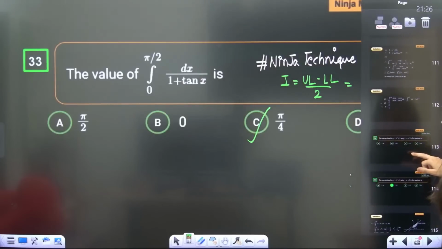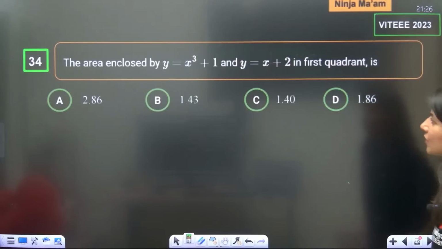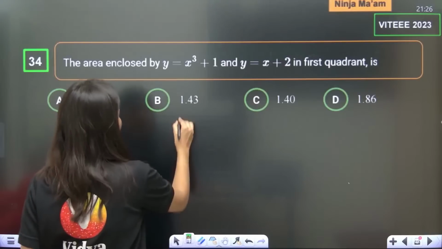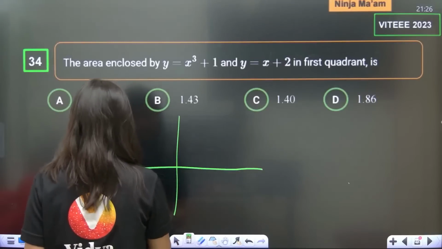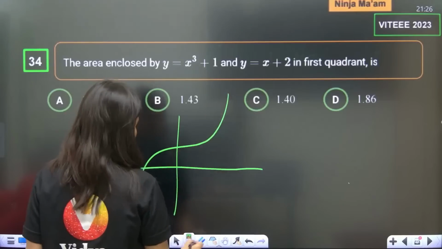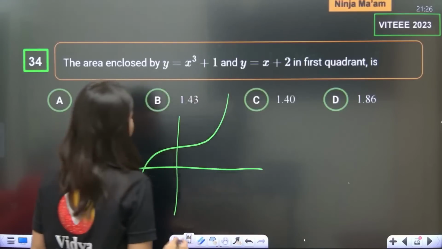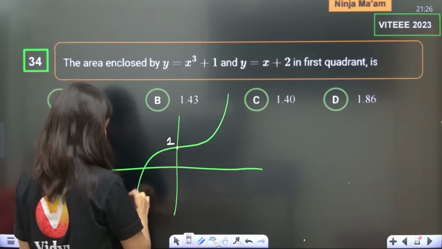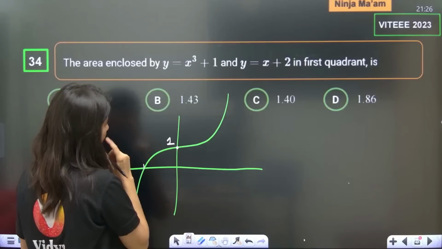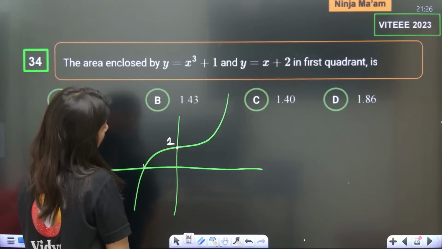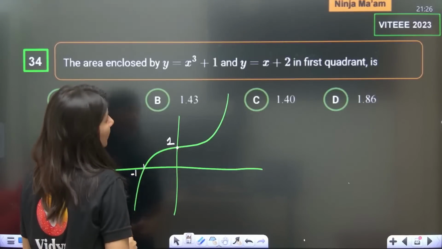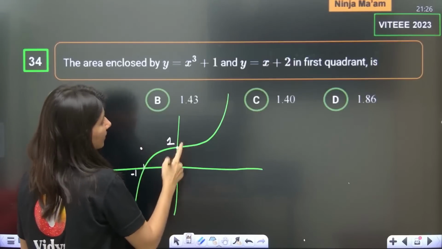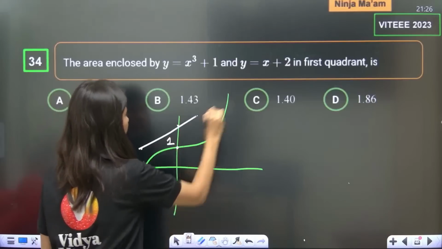Okay, next question on your screen is area enclosed by these two curves. Okay, area enclosed by these two curves. So, x cube plus 1 will look like this, and x plus 2 line, see this is 1, x plus 2 line will look like this. So this is what, minus 1. If you put x equals to, yes, this is minus 1, correct? Yes, so now at minus 1, y will be equals to 1, and at 0 you will get 2. So this is the line.